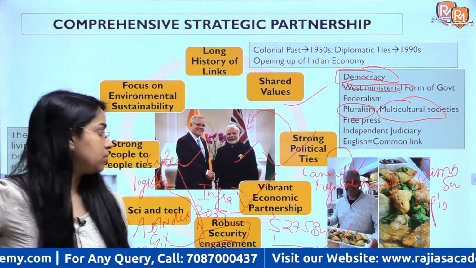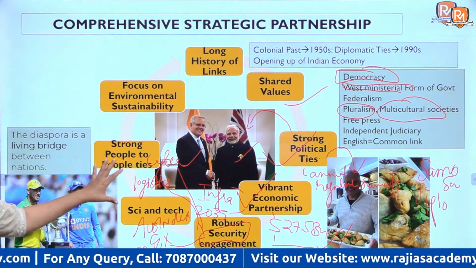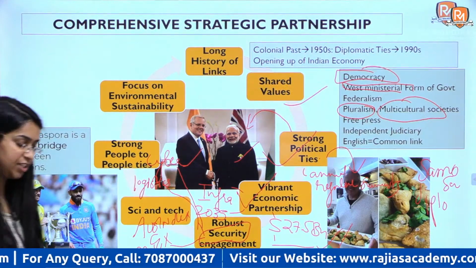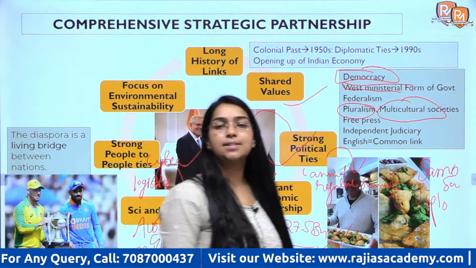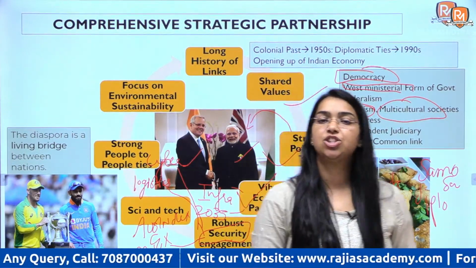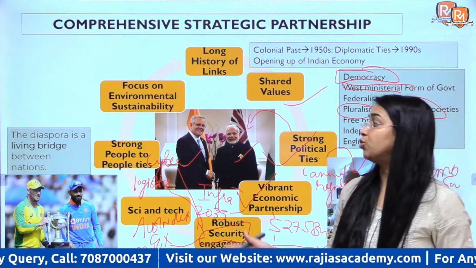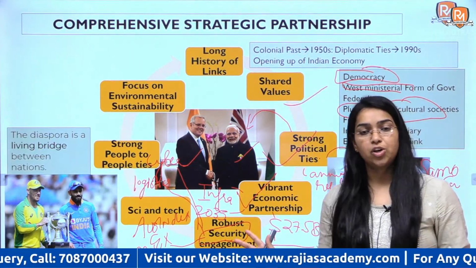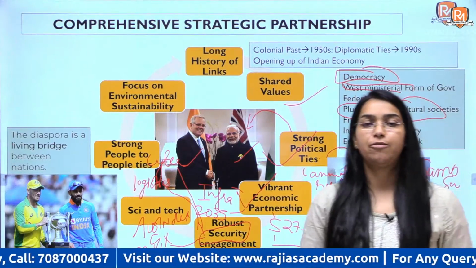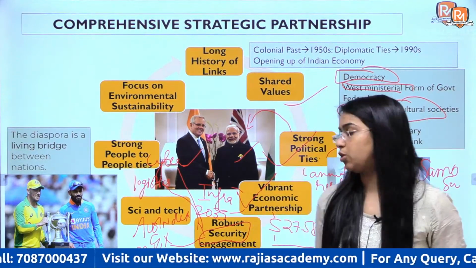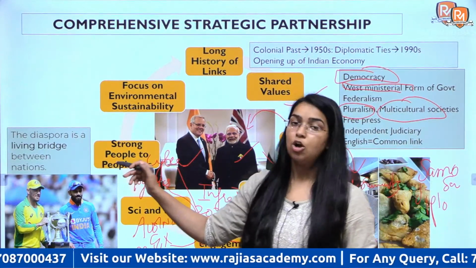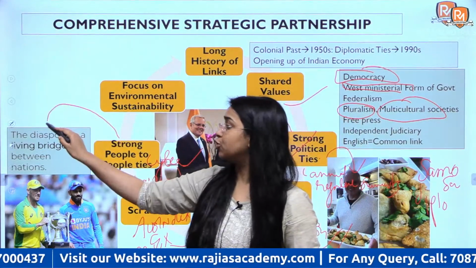Right. Now, people to people ties are also very strong. You see, Australia is one of the destinations preferred by Indians for tourism purposes. The Australian kangaroos are also very famous among Indians, so we go there for tourism. Also there is a huge Indian diaspora.